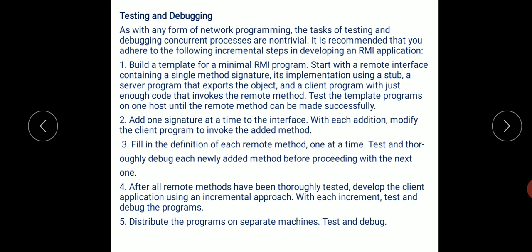The second step is add one signature at a time to the interface. With each addition, modify the client program to invoke the added method. Third is fill in the definition of each remote method one at a time. Test and thoroughly debug each newly added method before proceeding with the next one. Fourth is, after all remote methods have been thoroughly tested, develop the client application using an incremental approach. With each increment, test and debug the programs.